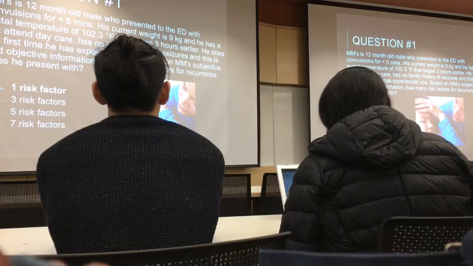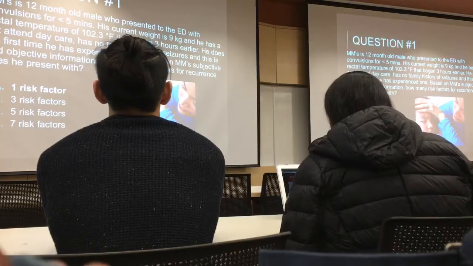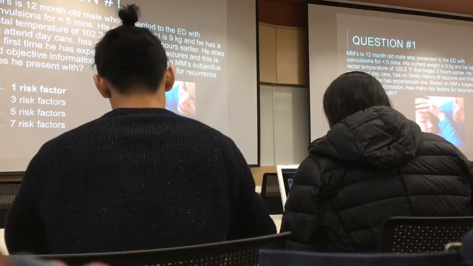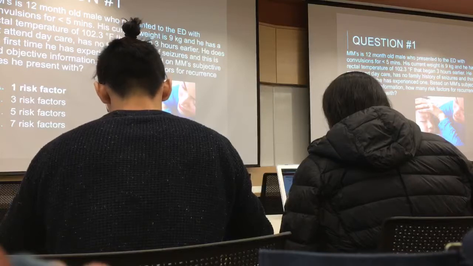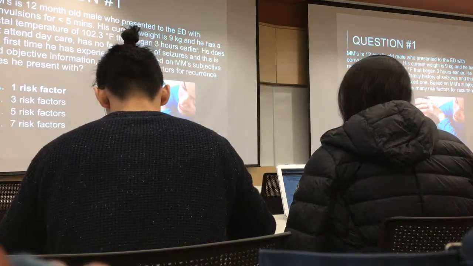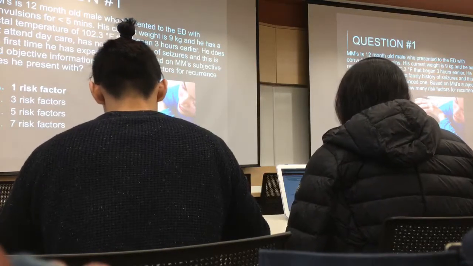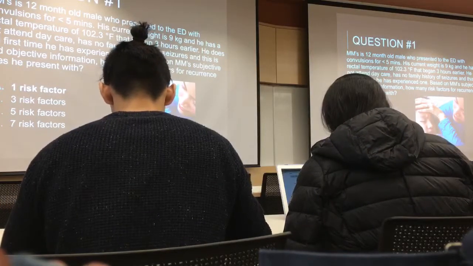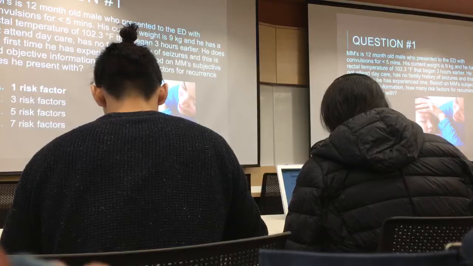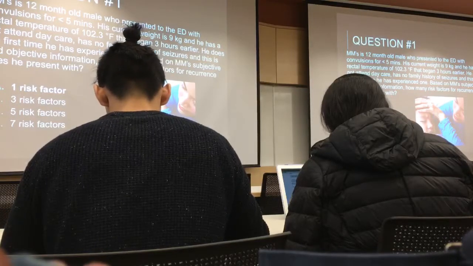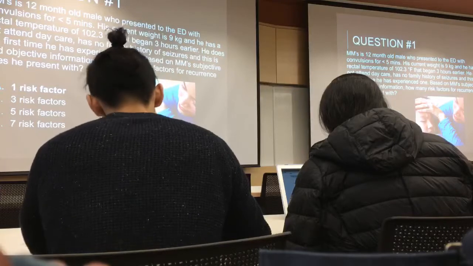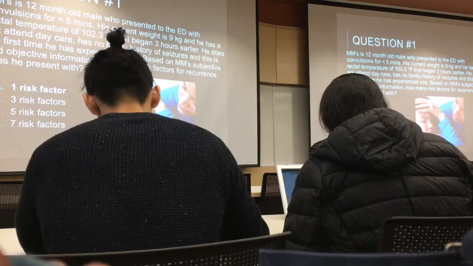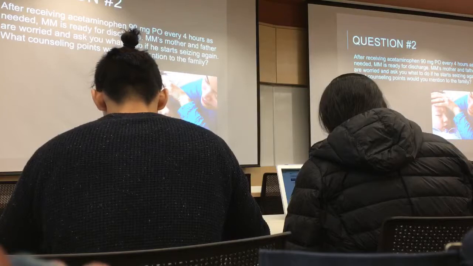What about looking at his family history? No, so he's had no family history. So that technically, based off my chart, if he did have one, that would put him at risk. What about the fact that his seizure started 3 hours after his temperature? No, right. So if it's less than 1 hour, that puts him at risk. So how many risk factors do we have then? 1, correct. So now the next question.